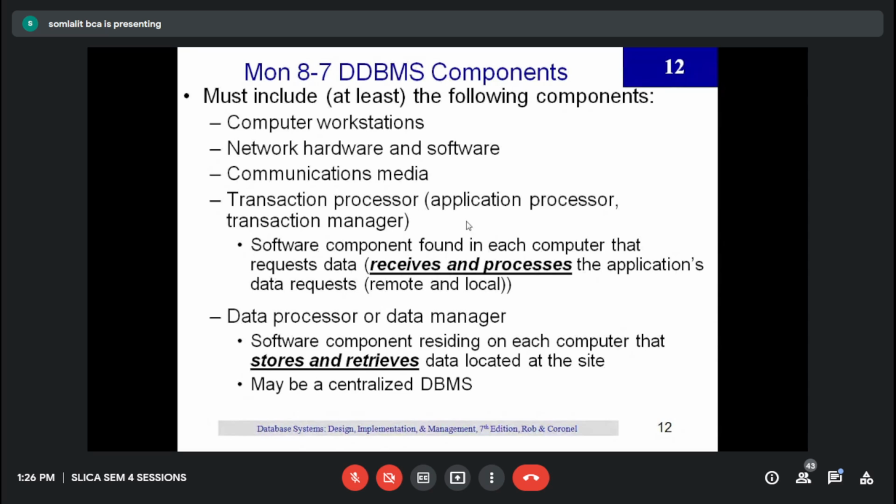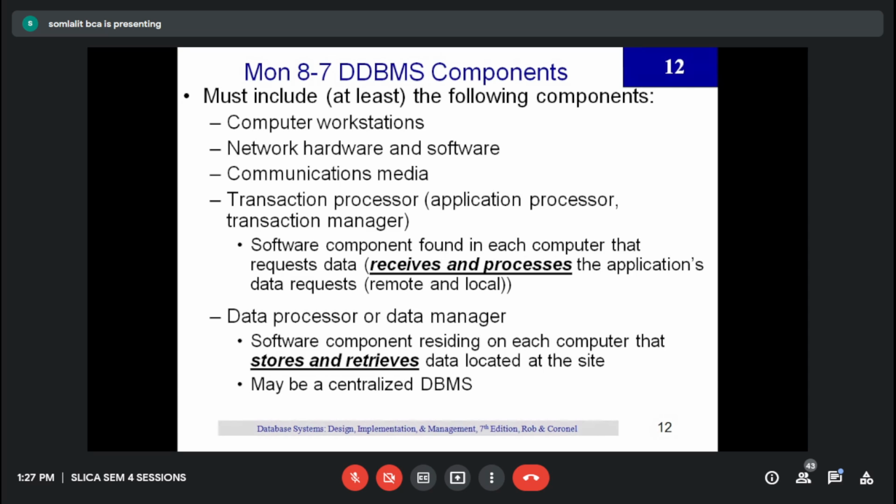Okay, so we are talking about computer workstation that you all know. Network hardware and software, because these workstations need to communicate with one another, they need to pass the data to one another. Communication media, that is your physical connection between the computers. Okay. Now, next is transaction processor and data processor.